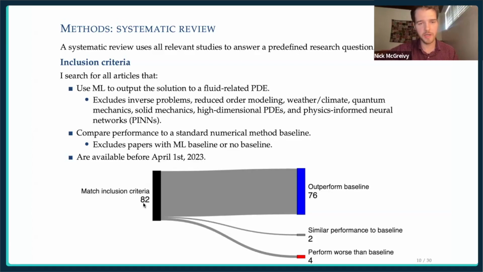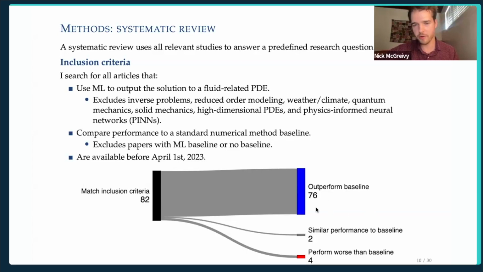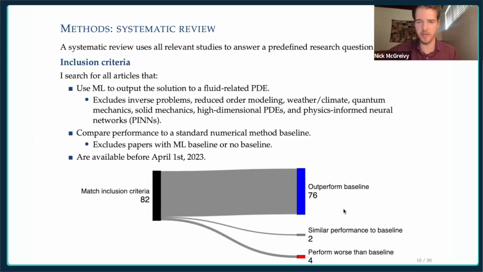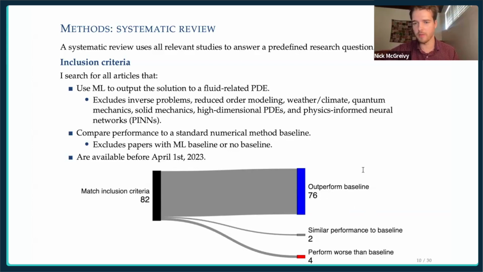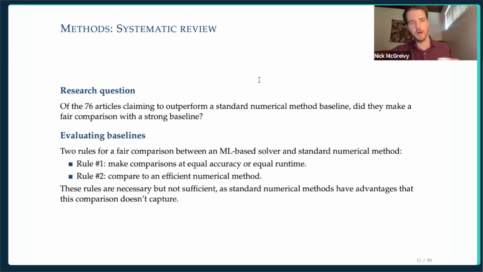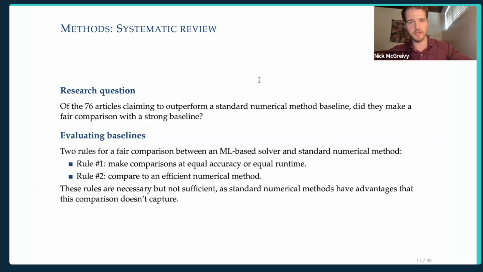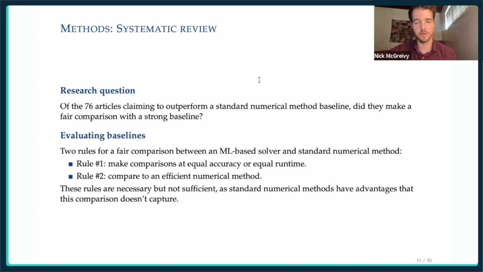Okay, and so of those 82 papers that match these criteria, we find right away that the vast majority of them claim to do better than their baseline in the quantitative metrics they're looking at. So as we can see, it's quite rare in this sample for papers to do worse than their baseline. So there's a lot of optimism in this literature. Then the research question we wanted to ask was, of those 76 articles claiming to outperform their baseline, did they make a fair comparison with a strong baseline?